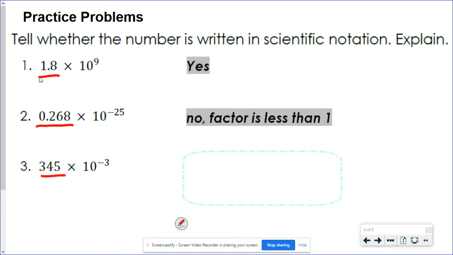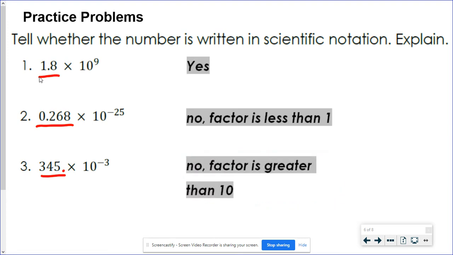In number 3, I don't even see a decimal. It is there. It's right there, in fact. But I've got 3 numbers in front of that decimal. That factor is just too big. So no, it's not scientific notation. That factor is more than 10. Well, yeah, by a lot, right?